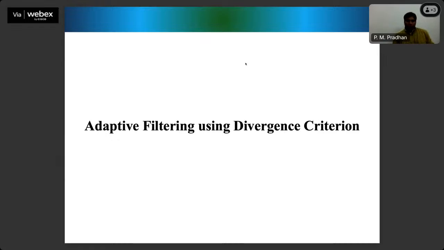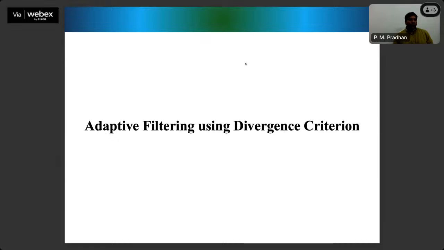So in general, when we look at adaptive systems, we do have different kinds of applications. For example, we look at adaptive system identification, adaptive channel equalization, adaptive noise cancellation, and there are many applications. And when we look at all those applications, one of the terms that we normally come across is convergence of the algorithm, right? We try to select an algorithm which converges faster, or we look at the convergence rate of the algorithm, or we look at the computational complexity of the algorithm as well as the convergence.